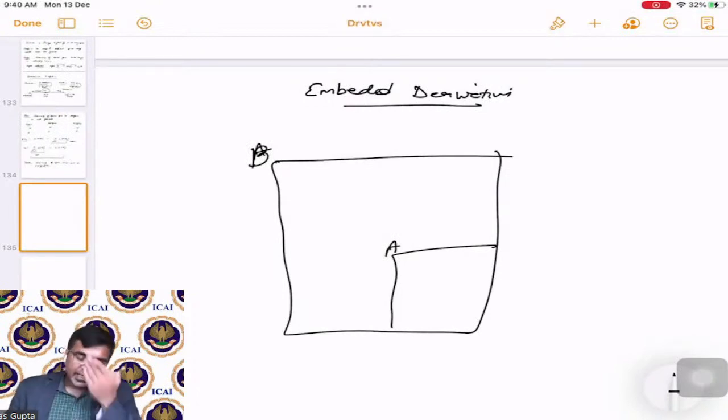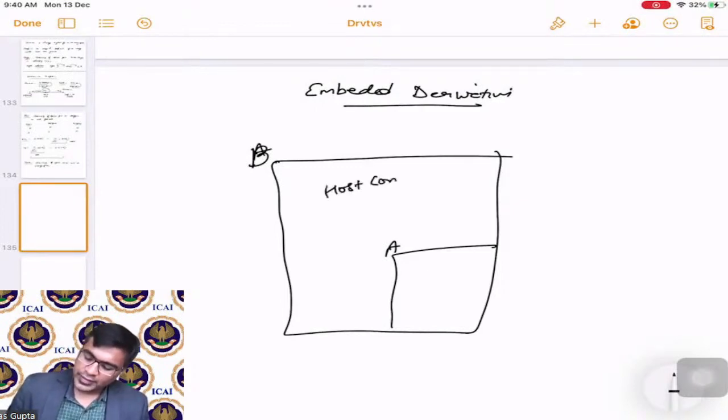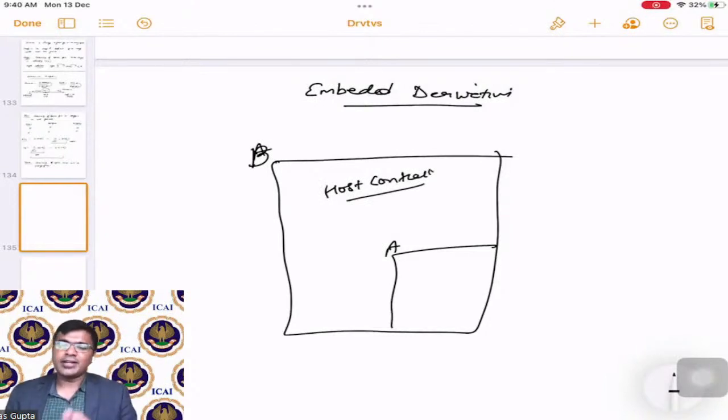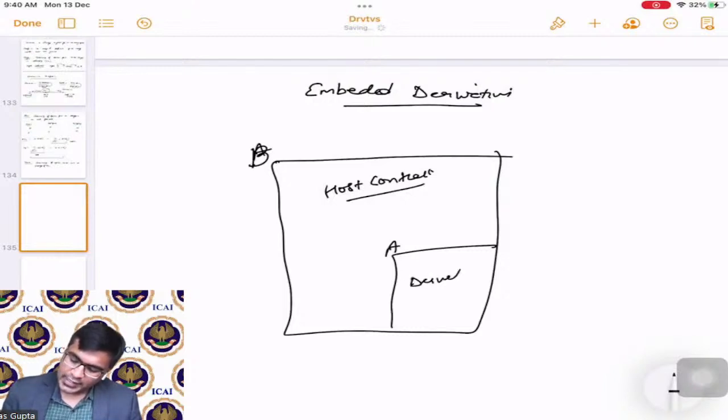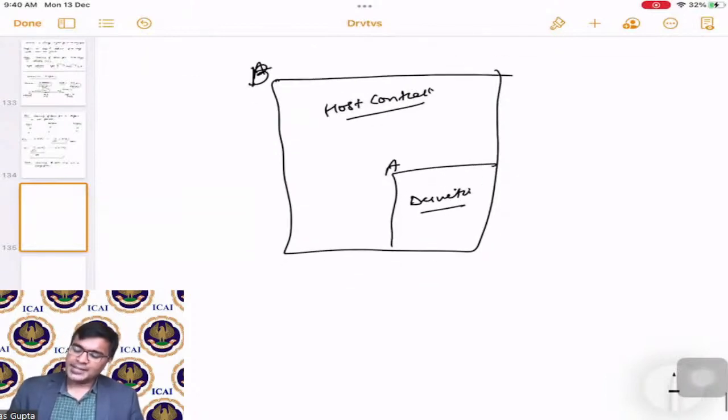Now the outer box is called a host contract. Within that contract, there is an embedded derivative. There is a hidden derivative. Embedded means that is embedded there, correct? Which is called A here. Now it is part and parcel of the host contract. What happens is host contract is just a regular transaction, let's say of any sale, of any purchase, of any rent, for example. That is just a normal transaction.